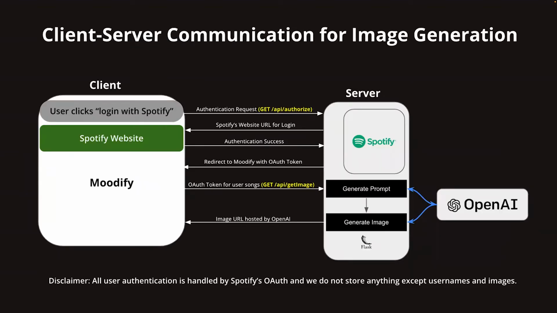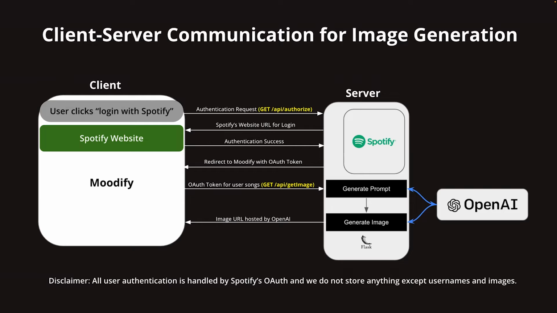Sweet. And then going on to the client-server side of things, I'm going to give an example of communication going from the React front end to the Flask backend. So this is for image generation. As soon as the user clicks login with Spotify, it sends an authentication request to Flask, and Flask hits up the Spotify API, and the Spotify API will send a website URL hosted on their end doing all the authentication stuff. So then all user data, or any personal user data such as password, is not held by us. And once authentication is successful, it'll redirect us to Moodify.